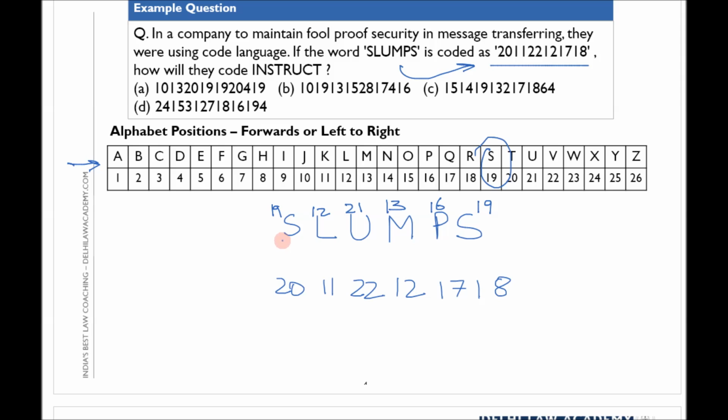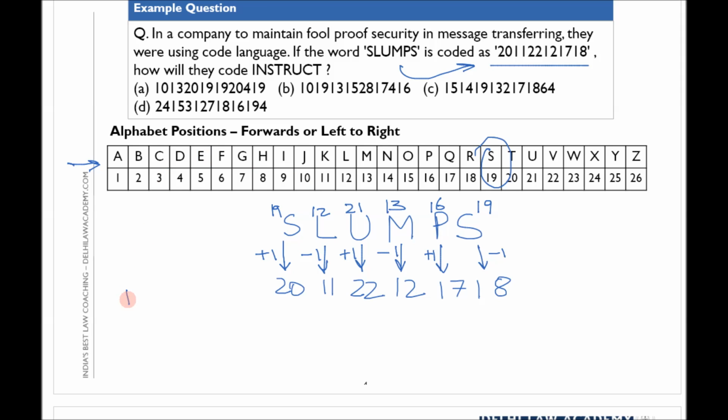Now what happens to the code below? We see that this has become 20, so there's a plus 1 here. This has become 11, so minus 1, 22, so again plus 1, 12, minus 1. So it looks like there's an alternate plus 1, minus 1, plus 1, minus 1 going on. By that logic, this should be a plus 1, and it is. We see 16 becomes 17, and this should be a minus 1, and it is, because 19 becomes 18. So now we know the code. We know how to code it.